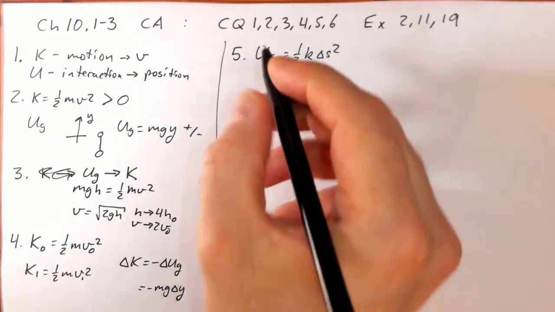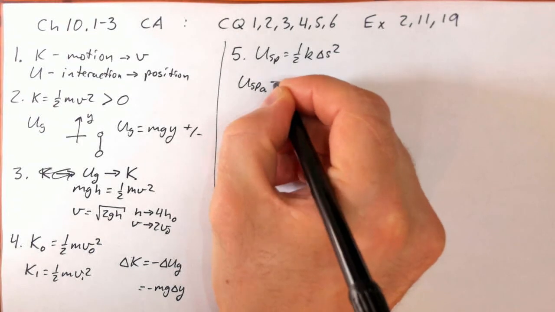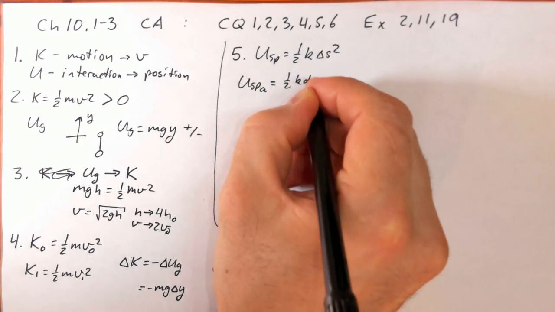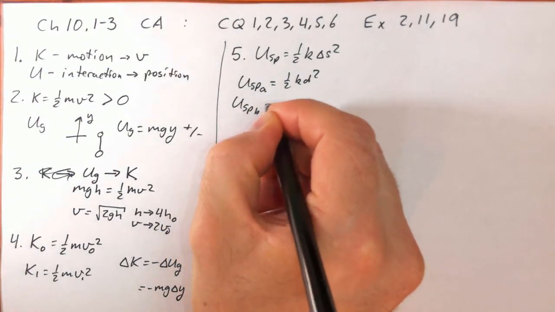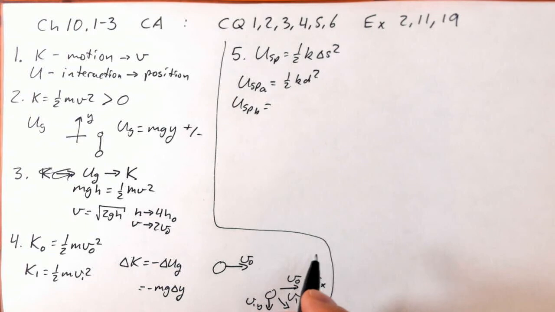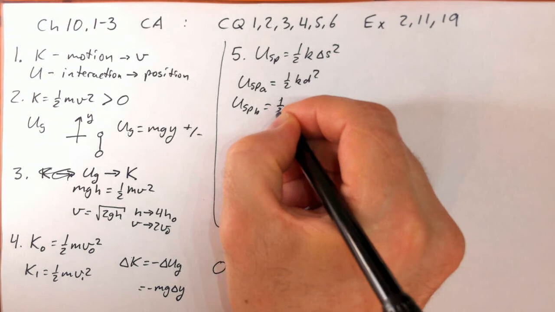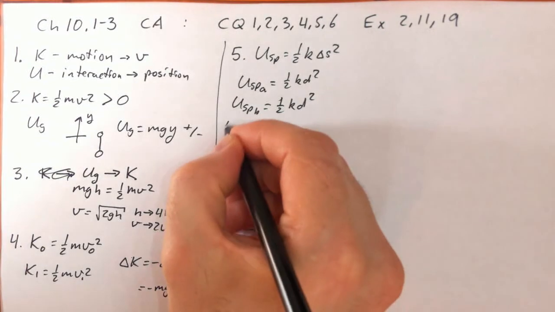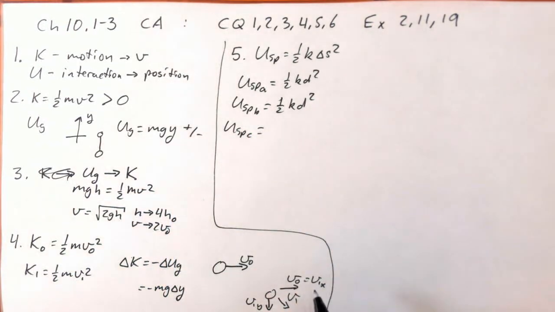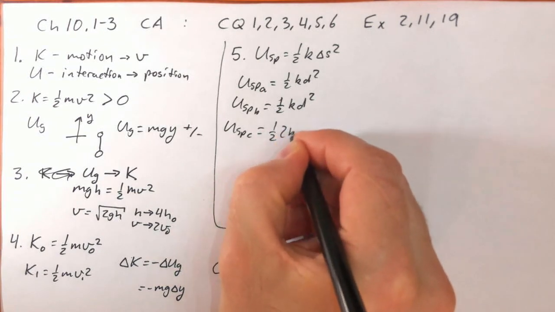So in case A, our U spring for A is 1/2 k d squared. It's compressed a distance d. In case B, it is stretched now a distance d. Does that matter? Nope. I don't care if it's compressed or stretched, as long as it's just the displacement of the end. So they have the same amount. And what about U spring C? In this case, it's got a constant that's 2k and it's stretched a distance d.